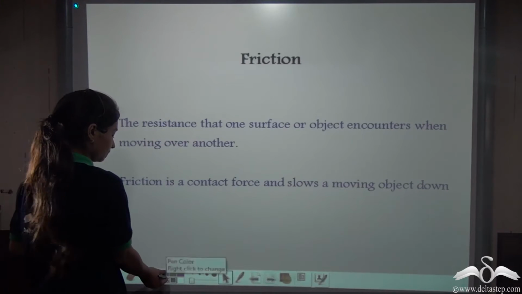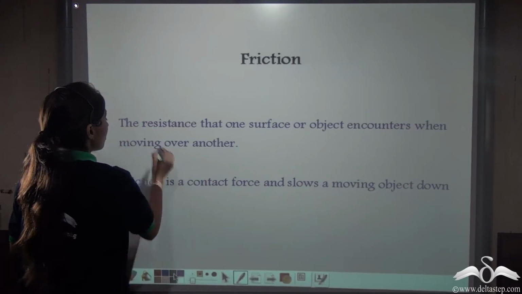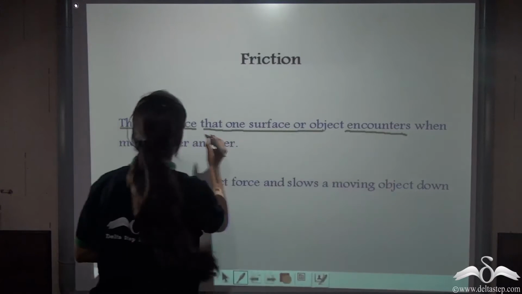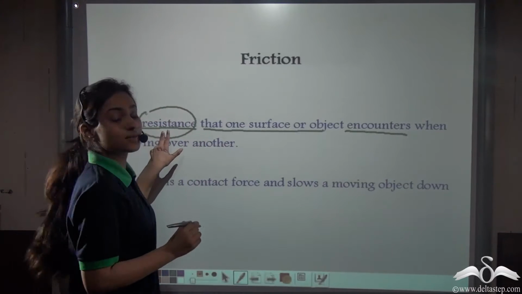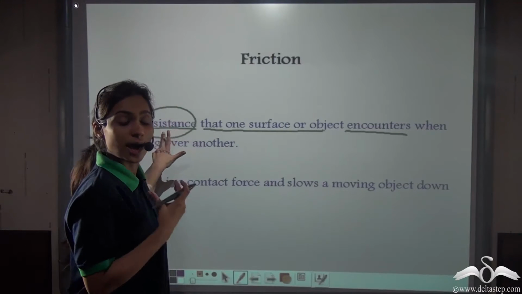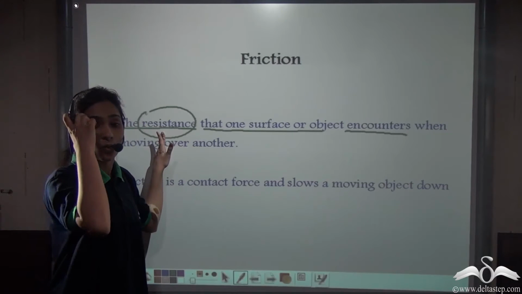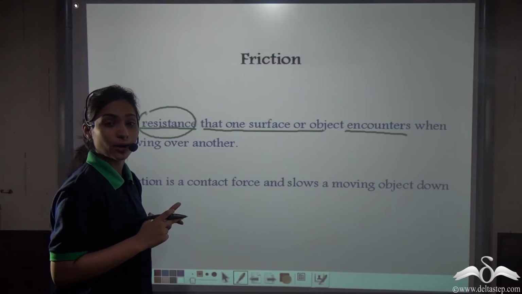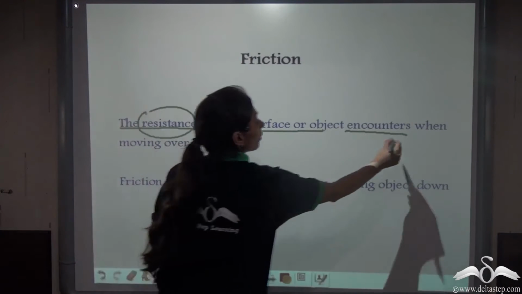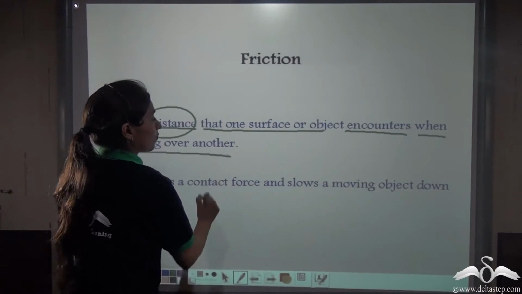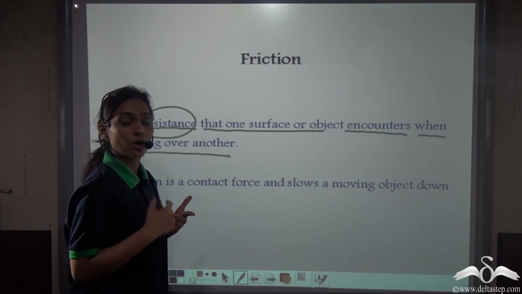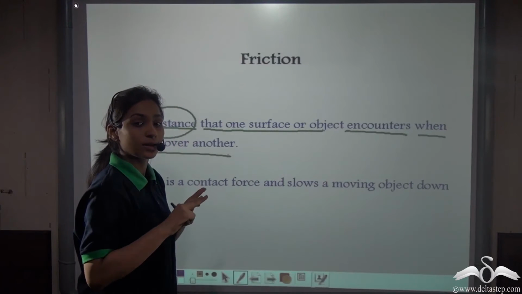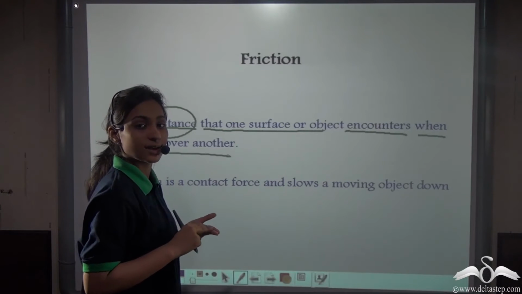So what did we learn? Friction is the resistance that one surface or object encounters. Now what is this resistance? This resistance means the stopping effect. So in our example, the stopping effect was experienced, or encountered, by the book. How did the book encounter that? Well, when moving over another. So the book, or the object, was moving on the table. So this resistance, or the stopping effect, was created when both these surfaces rubbed against each other.